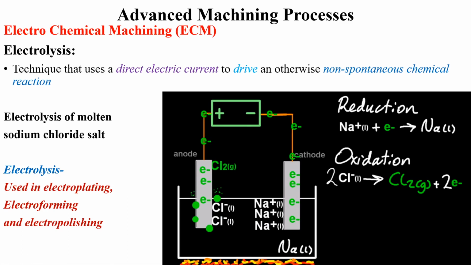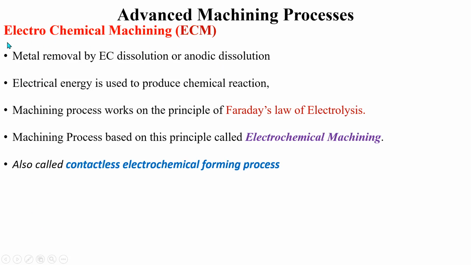So this technique can be used in applications such as electroplating, electroforming and electropolishing. That is, this electrolysis technique is successfully applied in applications such as electroplating, electroforming and electropolishing. Now, in the case of the electrochemical machining process, the material removal is by electrochemical dissolution or anodic dissolution. So we will discuss this in the next slide.